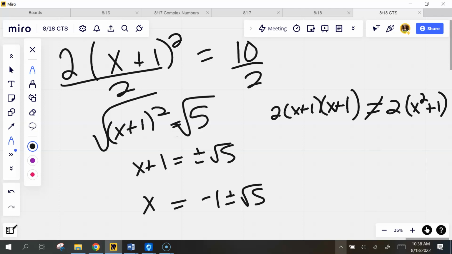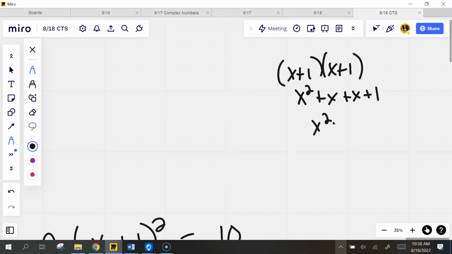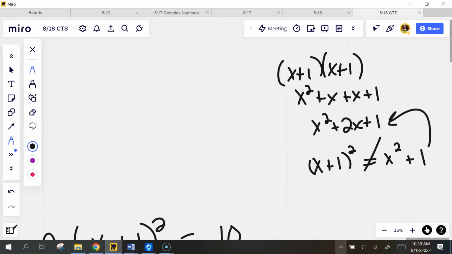And then FOILed it out, that's fine. But watch what happens. x plus 1 squared is x squared plus 1x plus 1x plus 1, which is x squared plus 2x plus 1. If you just distributed that squared through, you would get x squared plus 1, which is not the same.